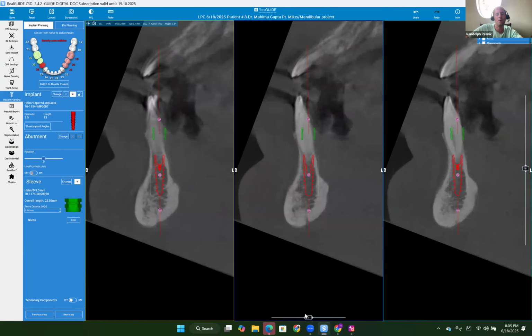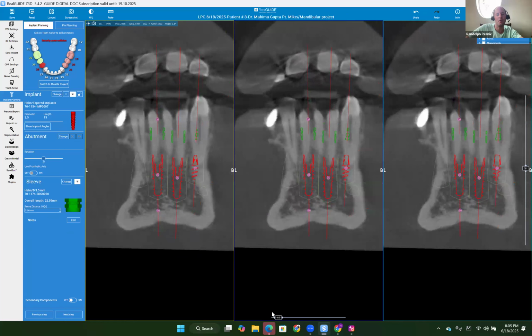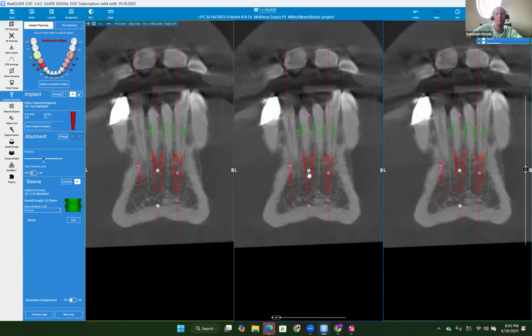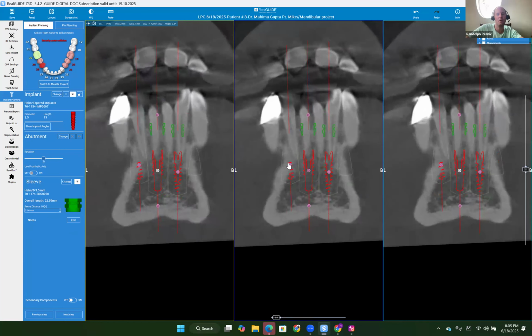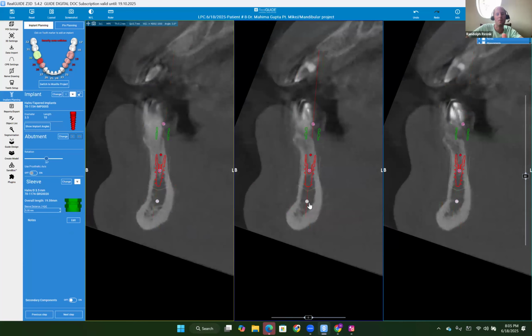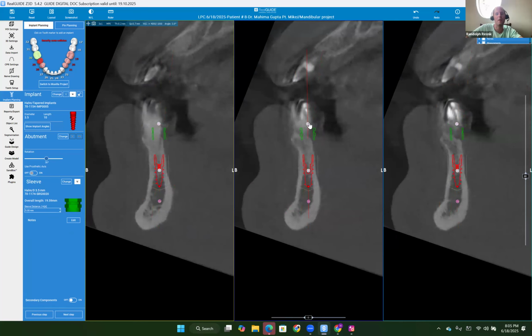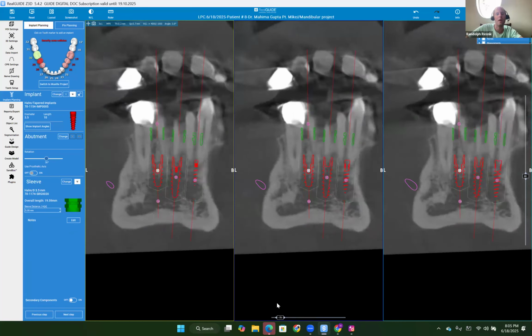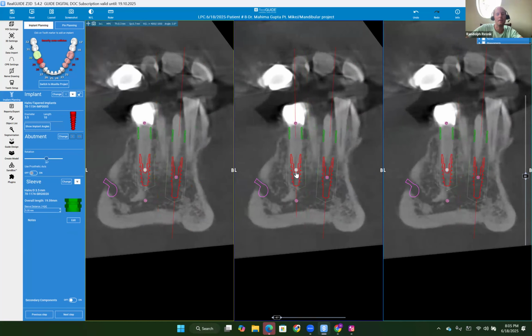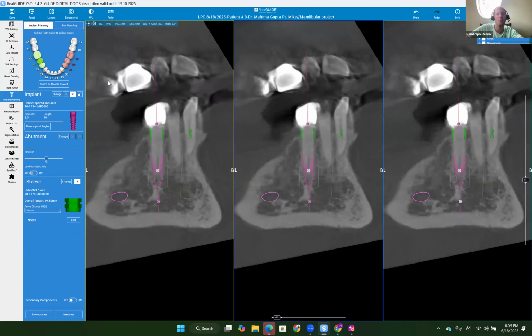So let's say you get an implant at 19 and 30, you're going to need probably 4 implants in the anterior, and then you're going to have to split it 3 and 3 or go 4 and 3 with that. So we're not going to connect 19 all the way to 30 there, because of the mandibular flexure.